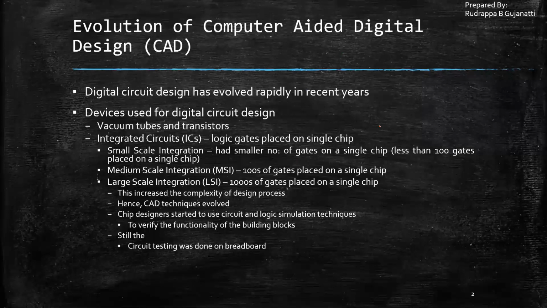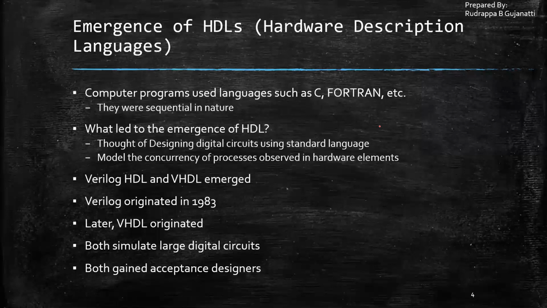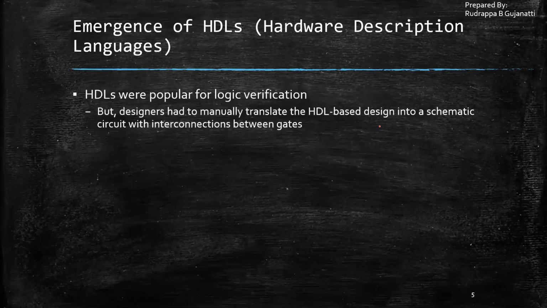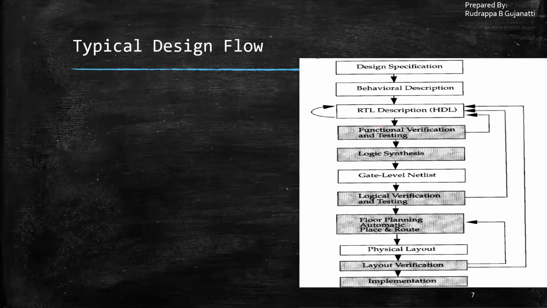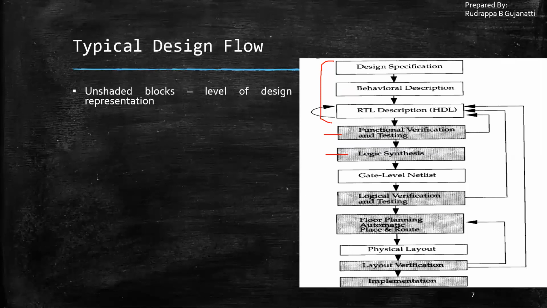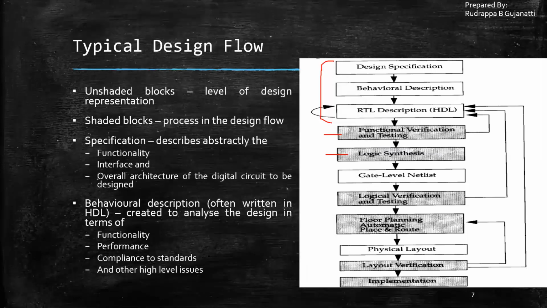In a previous session, we discussed the evolution of CAD, that is the digital design part. Then later we discussed the emergence of HDL, how HDL came into existence, and what all things led to the development of the HDL. Then we discussed what a typical design flow is, in which we covered the shaded blocks and unshaded blocks, which are the process, and these are the design aspects, that is the design representation. We also saw different levels: the behavioral level description, the gate level, and the physical layout.